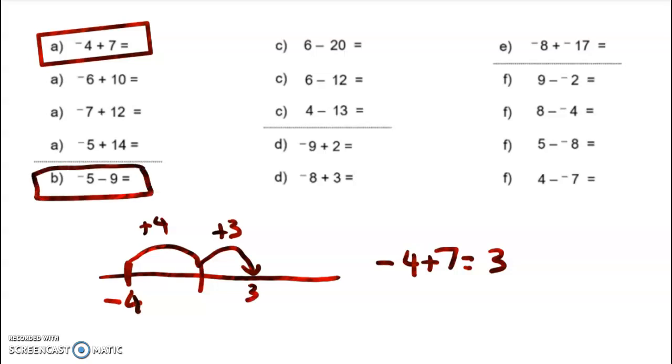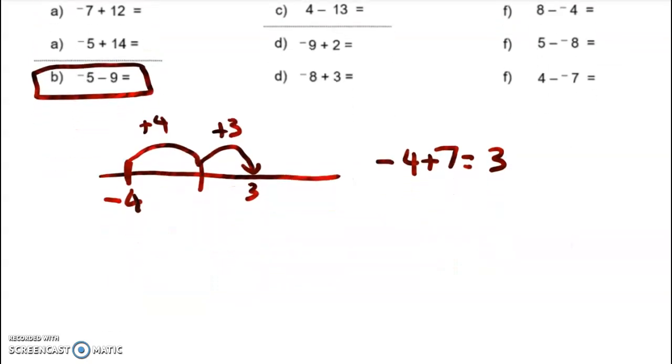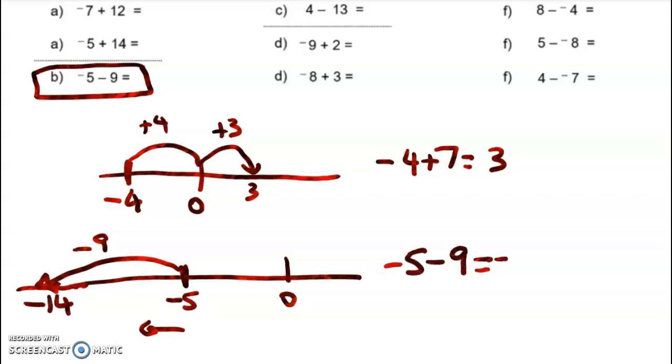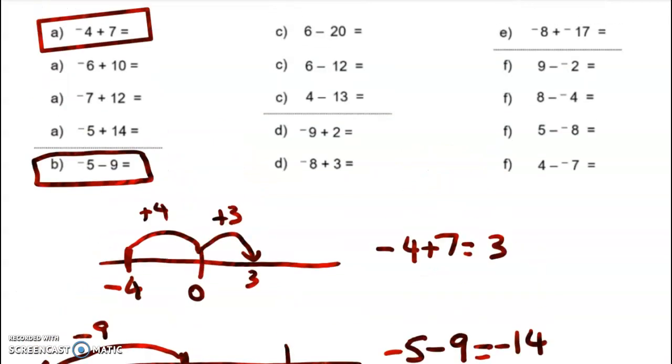Here's one here, -5 minus 9. So we'll put 0 on. We're starting off at -5 and we're taking away 9, so we're going this way. So I go 9 back this way. So 5 and 9 is 14. I end up at -14. So -5 take away 9 is -14.